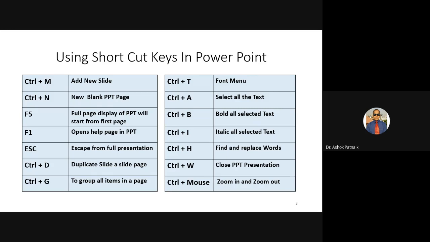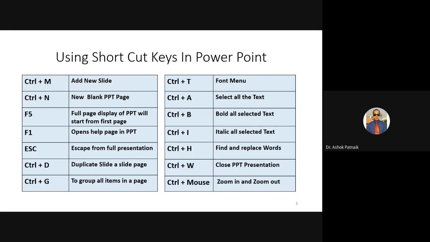Control G is used for grouping items. Like you have inserted many different types of figures or items, and you want to group them together, then you can press Control G. Control T is for the font menu, like if you want to change the font, maybe Times New Roman or Arial or some other, Comic Sans or something like that. You just press Control T, it will give you the font menu where you can manipulate and change the font.